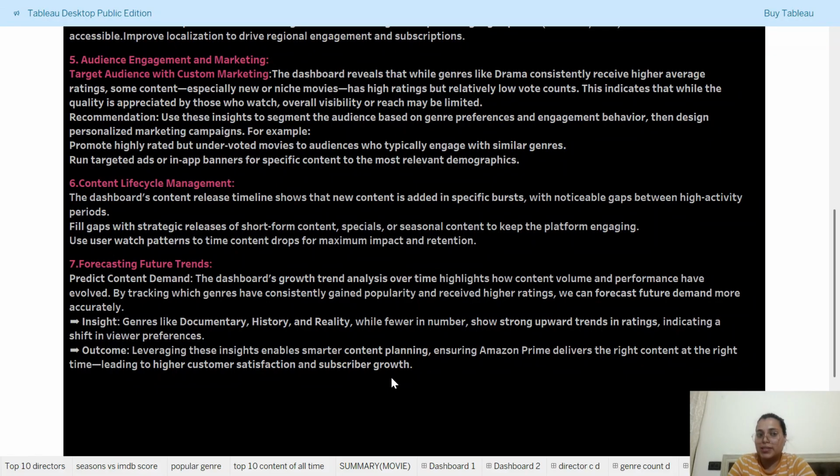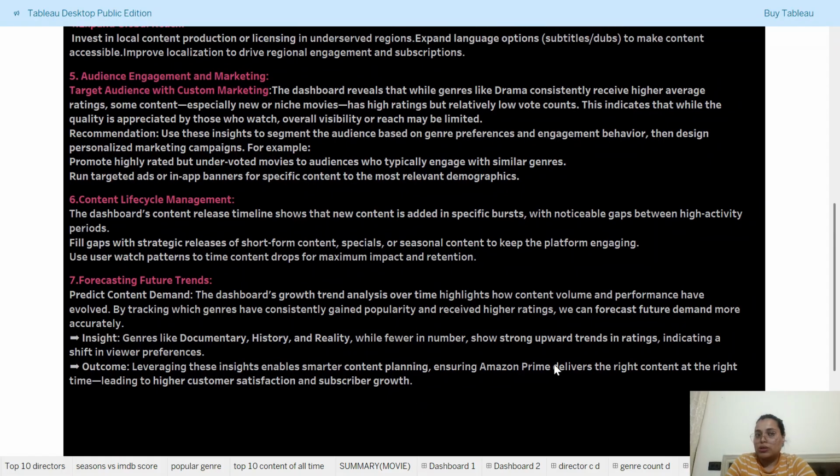Forecasting future trends. Genres like documentary, history, and reality, though fewer in number, show strong trends in ratings, indicating a shift in viewer preferences. We are seeing these kinds of trends. Then we also have insights for smarter content planning, ensuring that Prime delivers the right content at the right time, leading to higher customer satisfaction and subscriber growth, right?